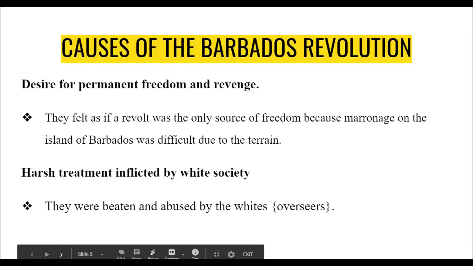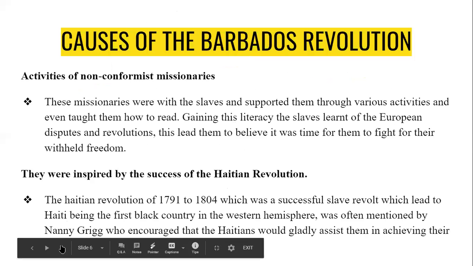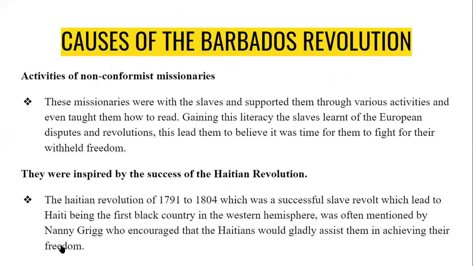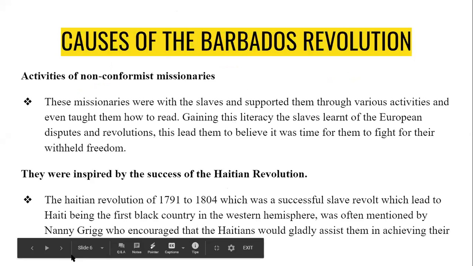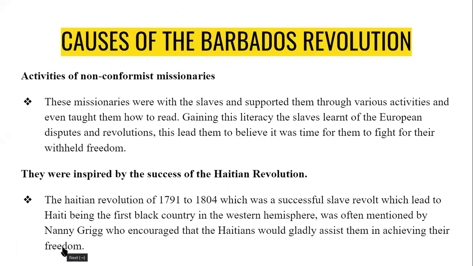Thirdly, they were inspired by the activities of nonconformist missionaries. The missionaries taught the slaves how to read, and through this literacy, they were able to read about European disputes and revolutions, which led them to believe that it was time to fight for their freedom. Secondly, the nonconformist missionaries and abolitionists gave the enslaved the moral justification for the revolt.